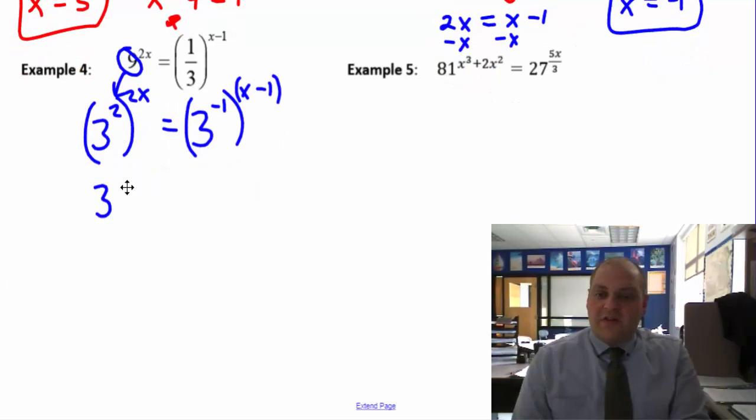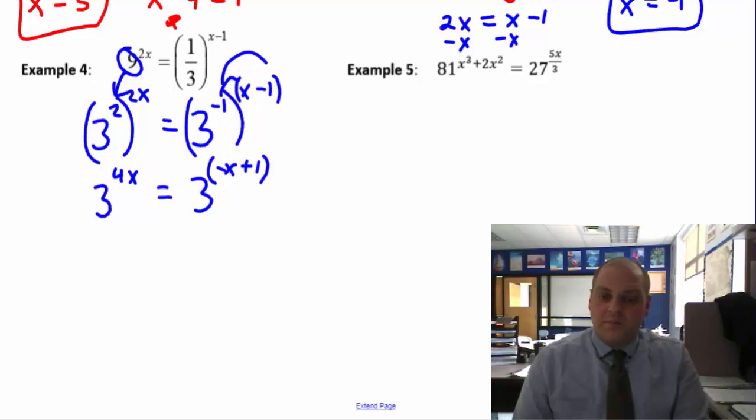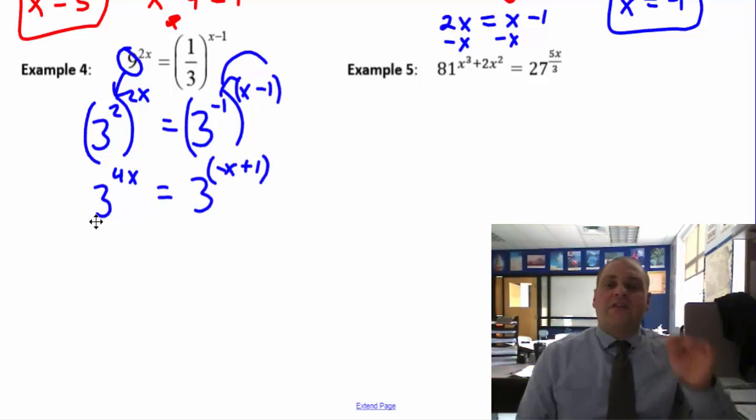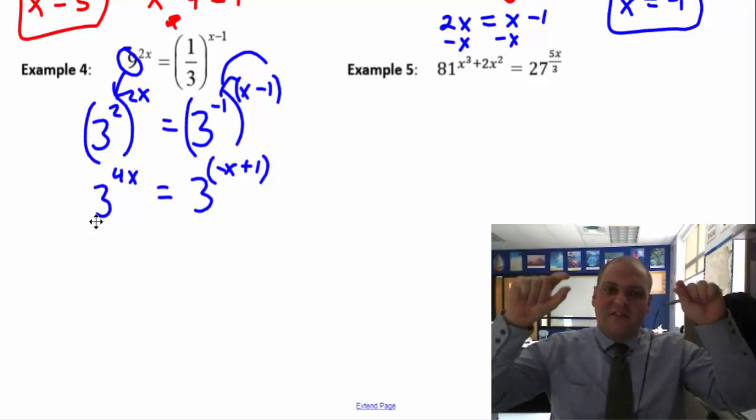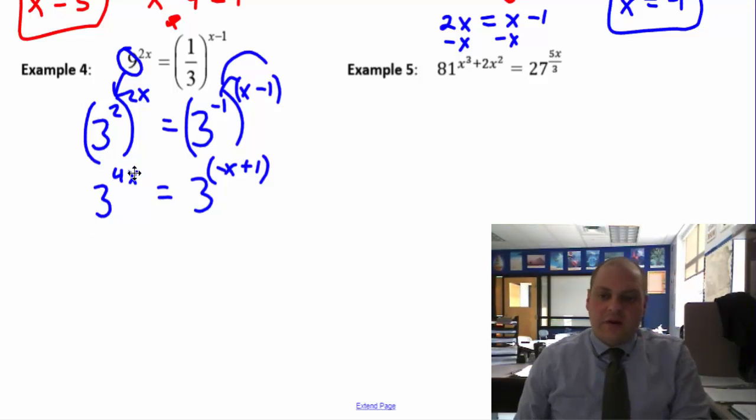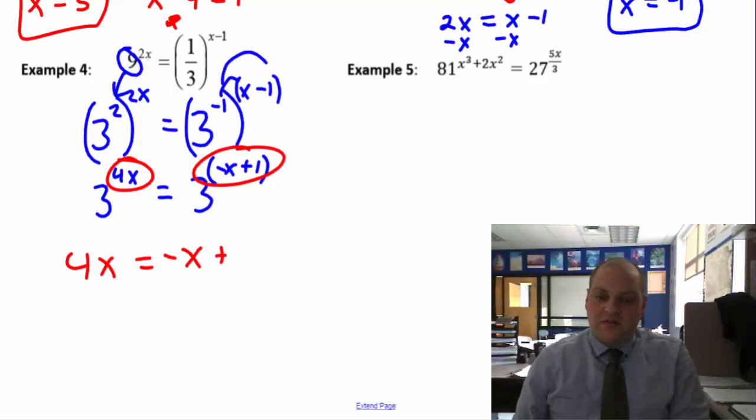That's going to be 3 to the 4x. Apply your rule, multiply, distribute. Negative x. And then negative 1 times negative 1 plus 1. All right? So now I have 3 to the 4x and 3 to the negative x plus 1. I have a common base, 3, 3. I can ignore the bases and set the exponents equal to each other. So I'm going to take this and this. Those are my exponents. 4x equals negative x plus 1.